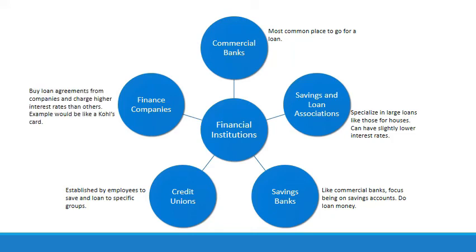Then we have finance companies. And what happens here, this is interesting, they buy loan agreements from companies and charge higher interest rates than others. An example would be like a Kohl's card. So think about it like this. This happens actually sometimes with houses too, where these companies will come in and buy your mortgage from another institution. And when they do that, they'll basically take over it.